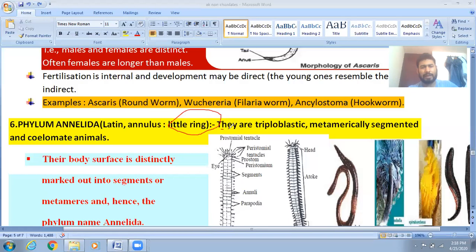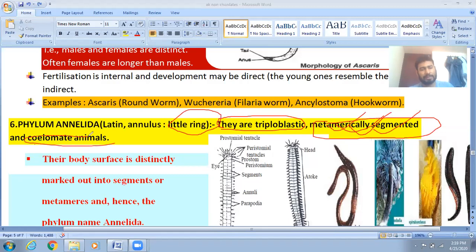They are considered triploblastic and show metameric segmentation. This is a very important characteristic we have already talked about in the basis of classification. Metameric segmentation is the basic characteristic of the Annelida. It is also found in the Arthropoda, and some chordates also have it, but basically metameric segmentation is found in the Annelida.